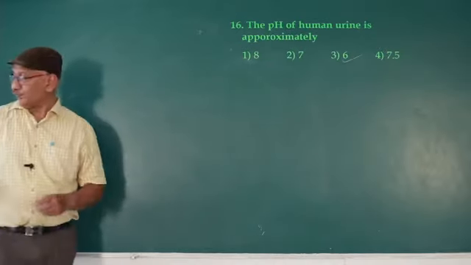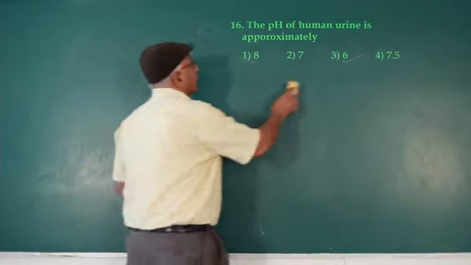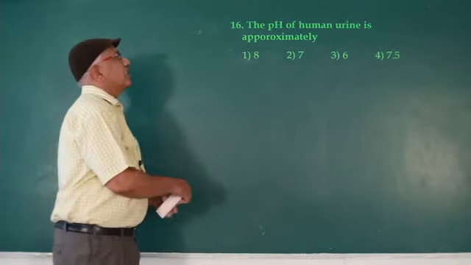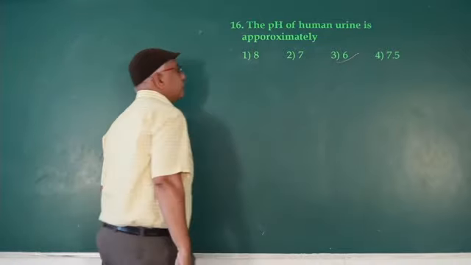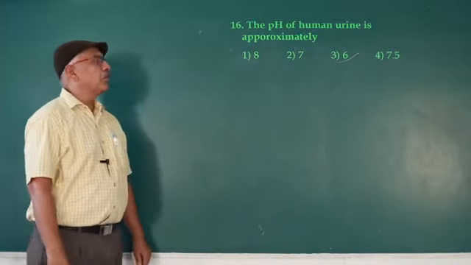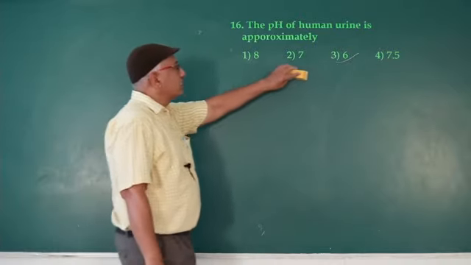Next question. The pH of human urine is approximately 6.